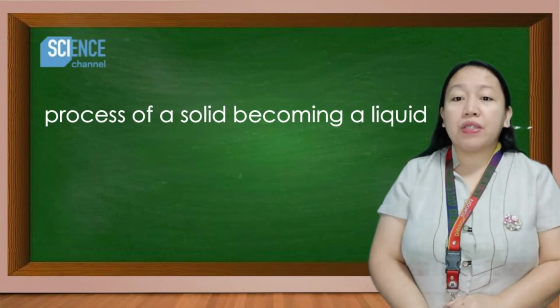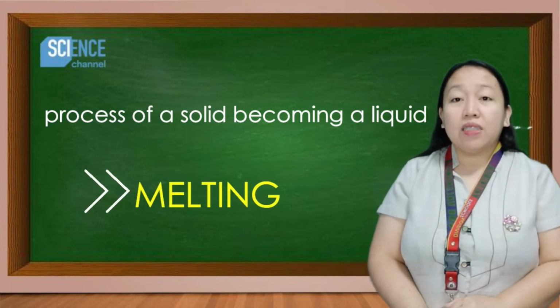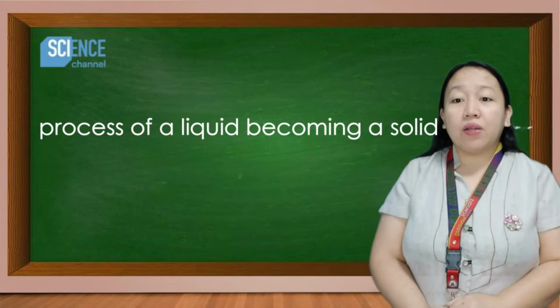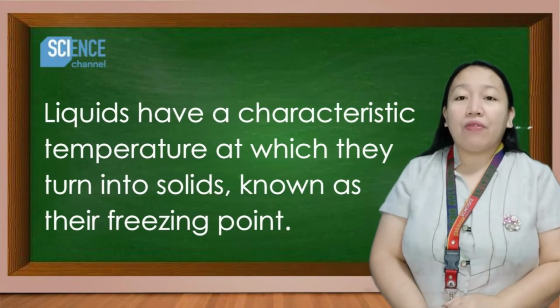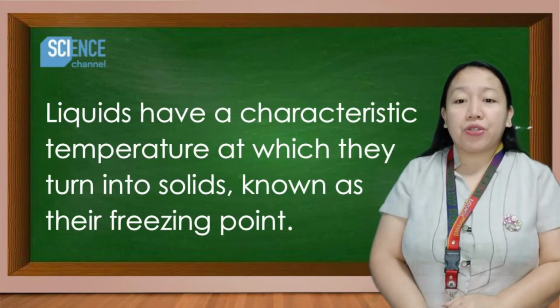The process of a solid becoming a liquid is called melting. The opposite process, a liquid becoming a solid, is called solidification. Liquids have a characteristic temperature at which they turn into solids known as their freezing point.